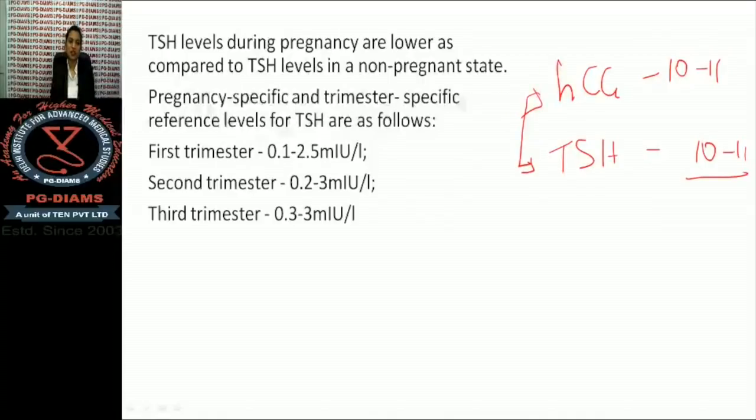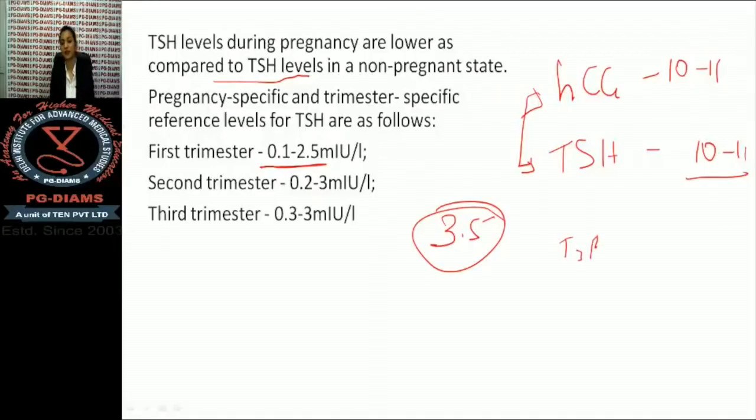TSH levels are lower compared to the non-pregnant state. Even the ranges have to be altered. The range of TSH in the first trimester is 0.1 to 2.5. If you have a patient in the first trimester who has a TSH of 3.5, and her T3, T4 are normal, you have to start her on thyroxine, because this is subclinical hypothyroidism in pregnancy.